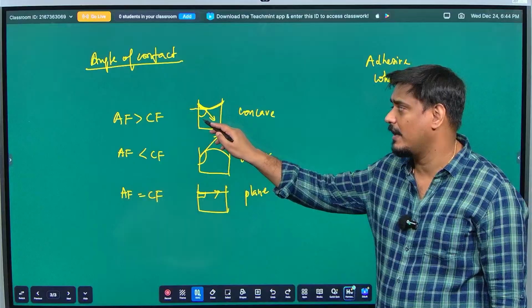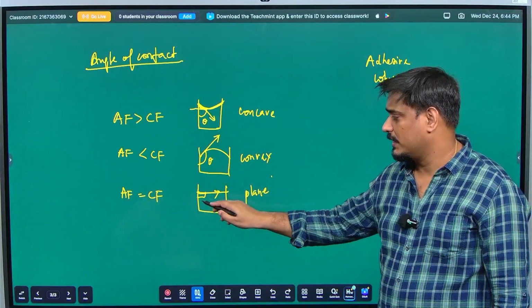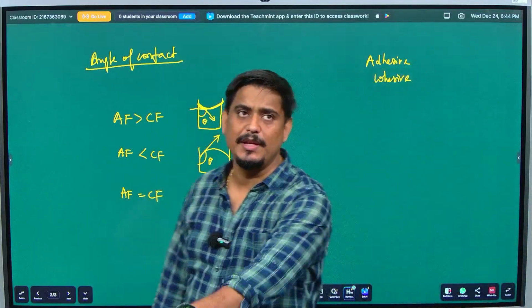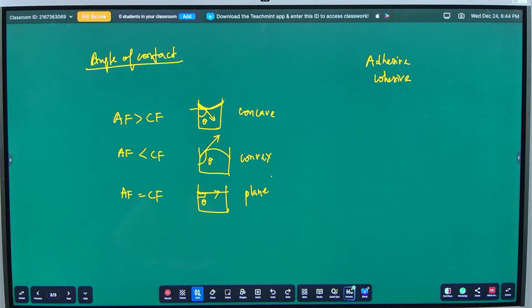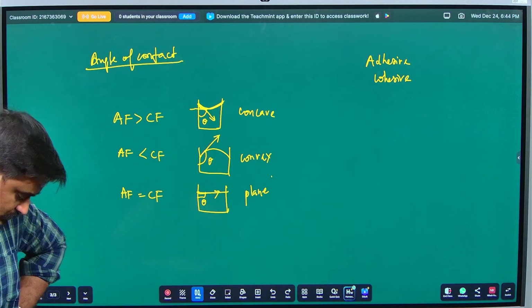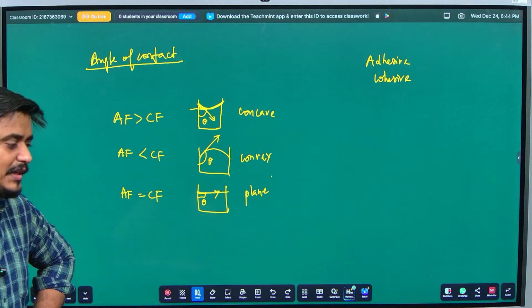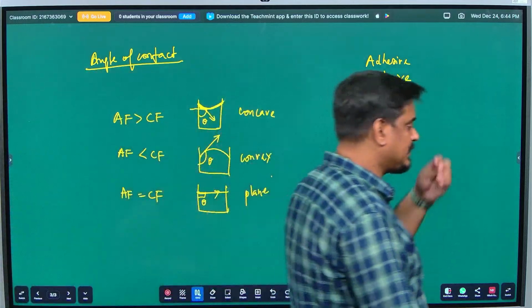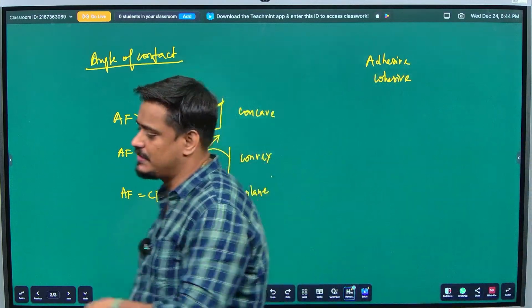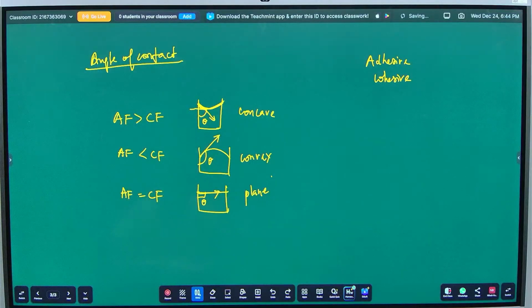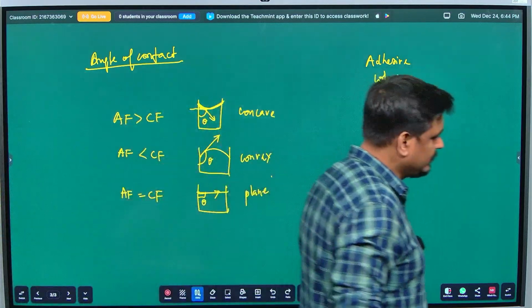So what is angle of contact? Write it down. Angle of contact: it is the angle made between the tangent drawn on a liquid surface with the solid surface.